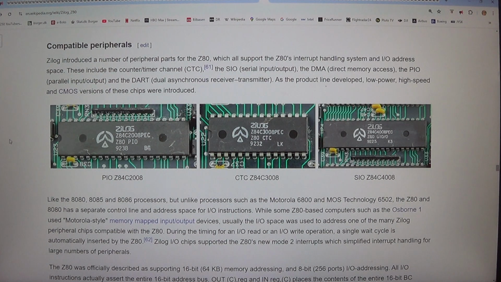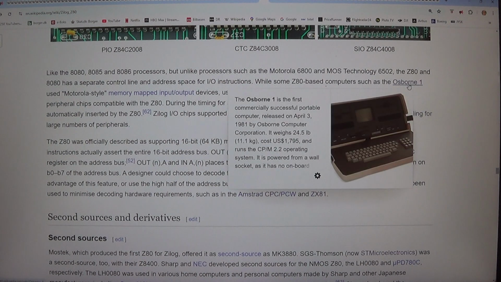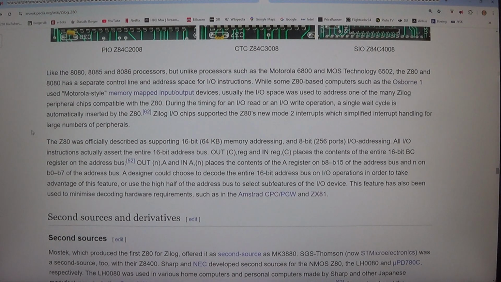Like the 8080, 8085 and 8086 processors, but unlike processors such as the Motorola 6800 and MOS Technology 6502, the Z80 and 8080 have a separate control line and address space for I/O instructions. While some Z80-based computers such as the Osborne 1 used Motorola-style memory-mapped input/output devices, usually the I/O space was used to address one of the many Zilog peripheral chips compatible with the Z80.